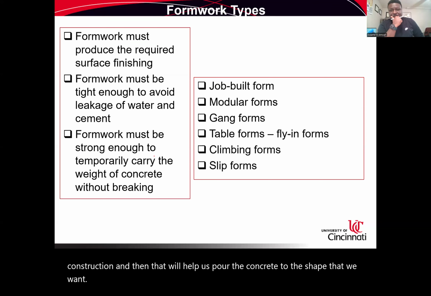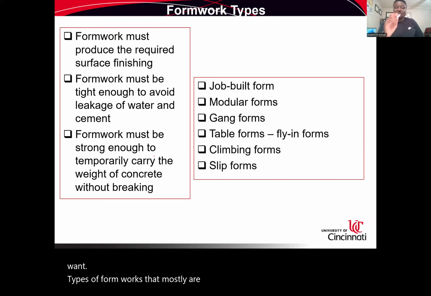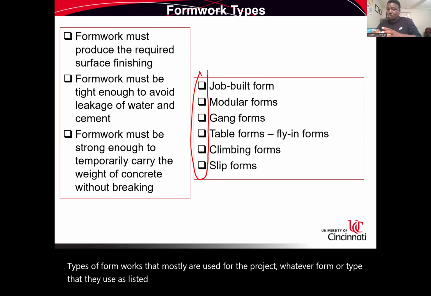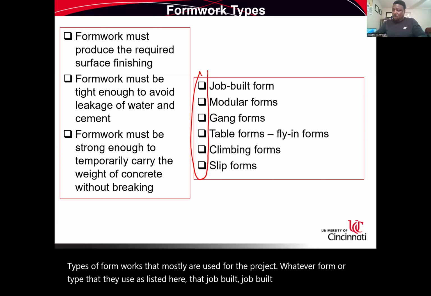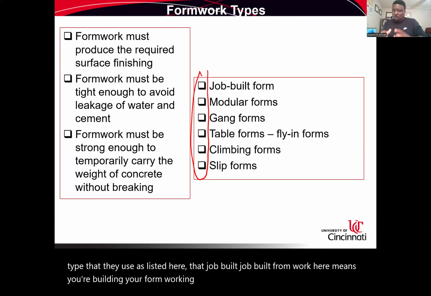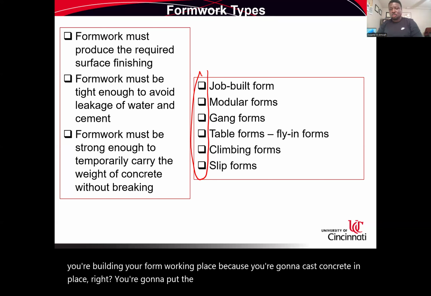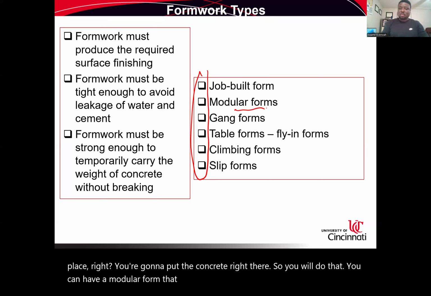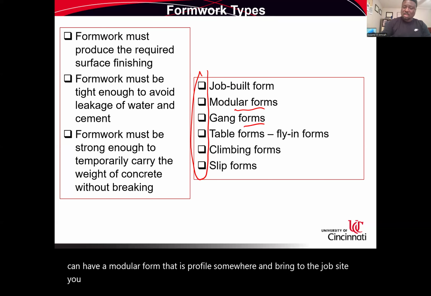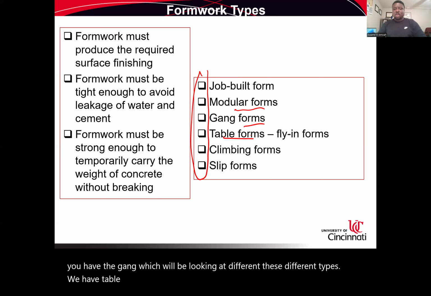Types of formworks that mostly are used for the project. Whatever form or type that you use as listed here, a job-built formwork means you're building your formwork in place because you're going to cast concrete in place, right? You're going to pour the concrete right there. You can have a modular form that is prefab somewhere and brought to the job site. You have the gang forms, which will be looking at these different types. We have table or fly-in forms. We have climbing forms and so on.